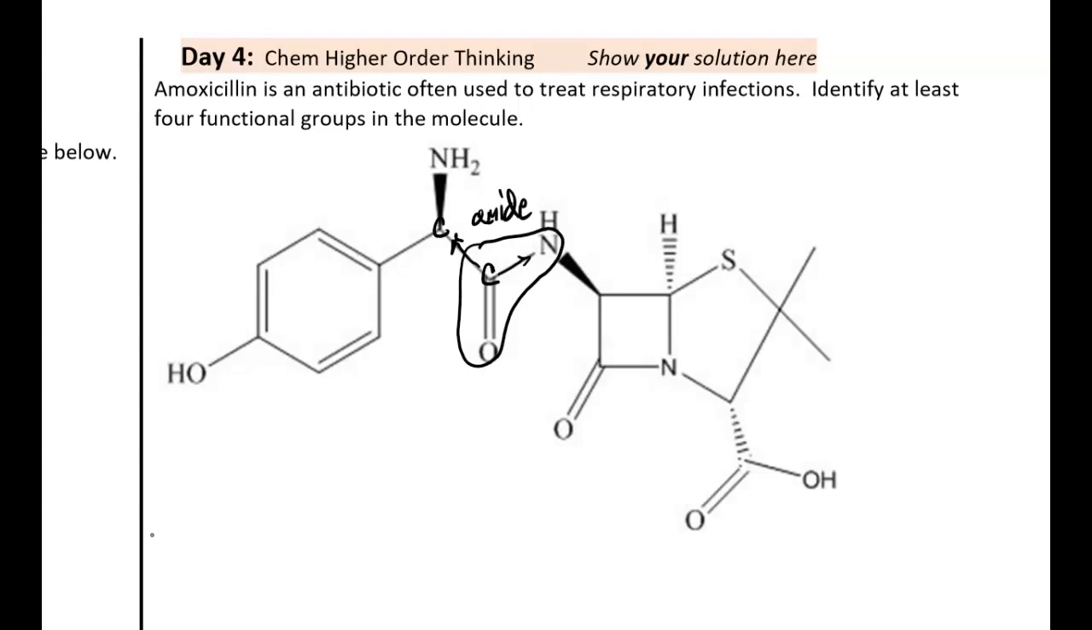Now let's go to the next place where there's a carbonyl. This carbon is double bonded to the oxygen, the carbonyl. Now let's take a look at what this carbon is bonded to. Going in this direction, it's bonded to a carbon, so that is the rest of the molecule. Going in this direction, it's bonded to a nitrogen. So like the last one, this is an amide.